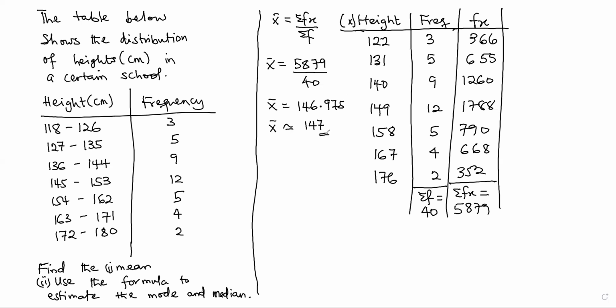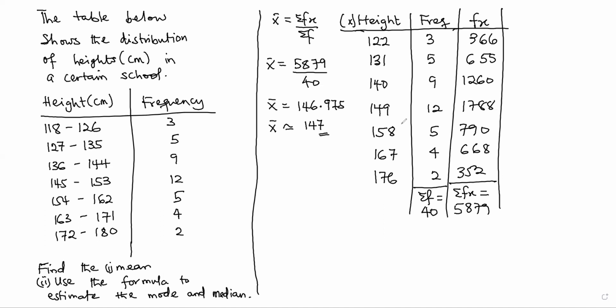But if you look at the second question, we have to use the formula. Using the formula is different from the normal estimation of mode and median. Because if you were to just find the mode, you would just look at the highest frequency, which is 12, and its corresponding value is 149. But this time around, we are to use the formula to estimate the mode.